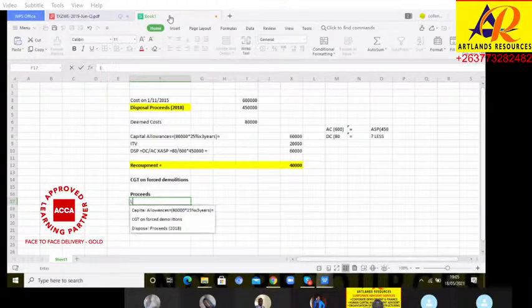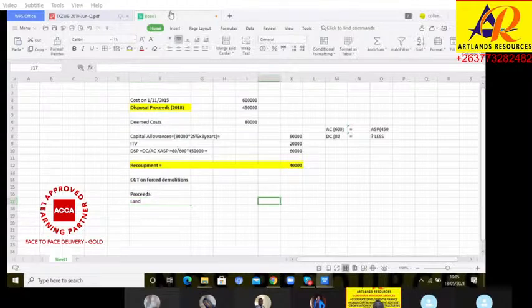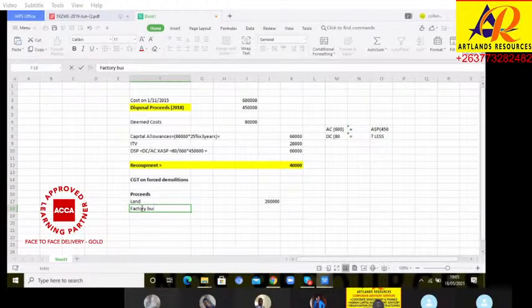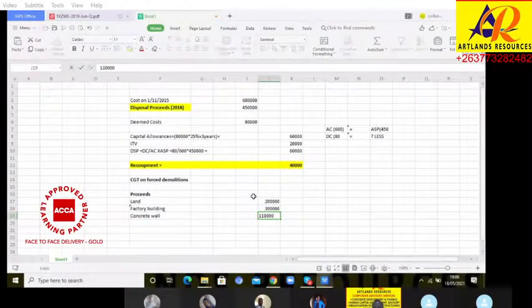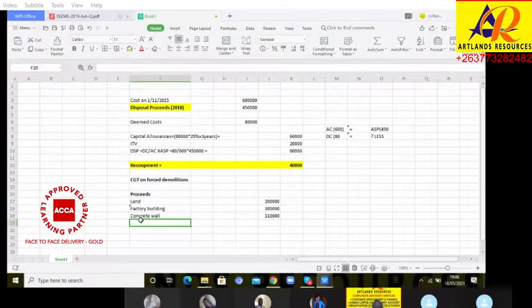79 or you can put it one by one and say land so that you don't know where the examiner is going to give you half a mark. So land 200, factory building 300, so let me do it one by one. Then factory building 300. And you have to be fast. Then concrete wall here 110,000. So these are your disposal proceeds, make sure you have them with you like this. And then you say less equipment.